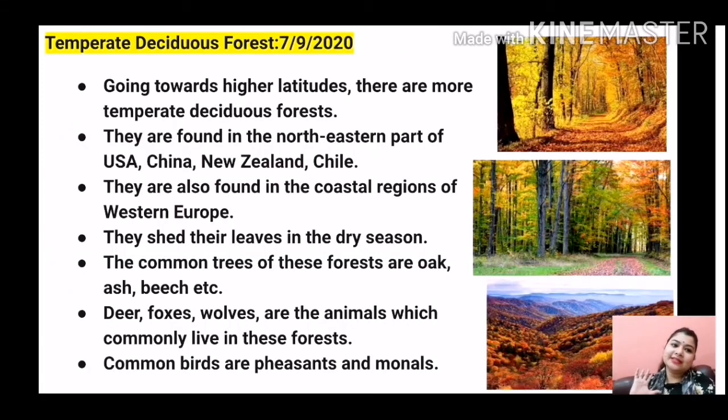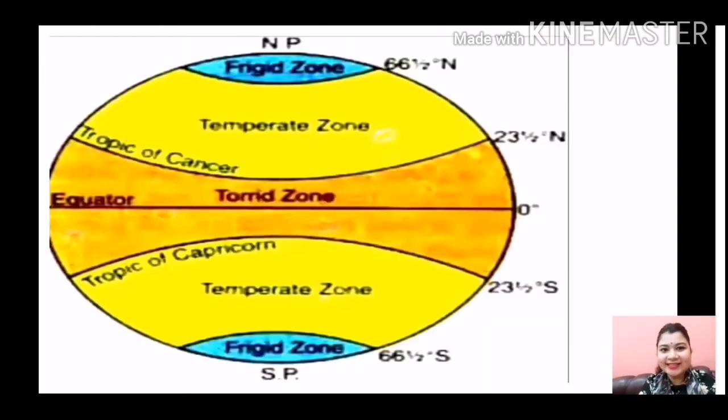Now our today's topic, temperate deciduous forest. Temperate, you all know, isn't it? The area which falls under Tropic of what, students? Tropic of Cancer, isn't it? This thing, Tropic of Cancer, Arctic Circle, okay, and in the South Pole you can say Tropic of Capricorn and Antarctic Circle, okay. So in between these things the temperate zone comes.